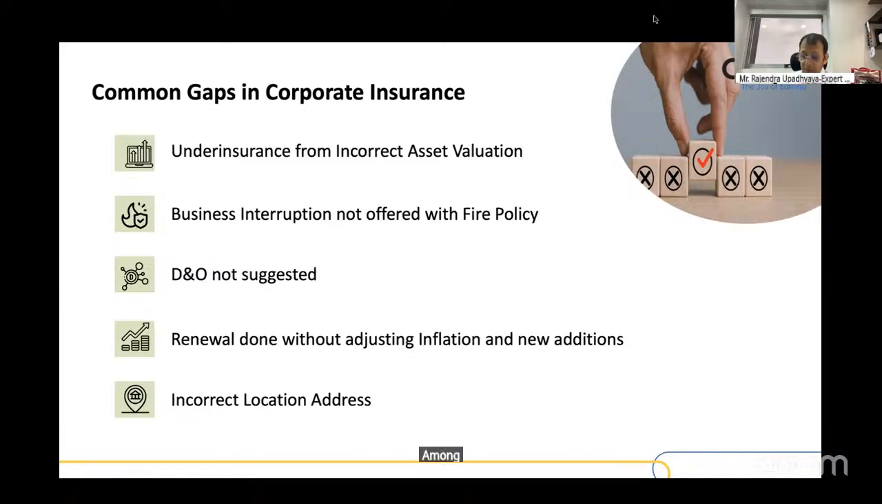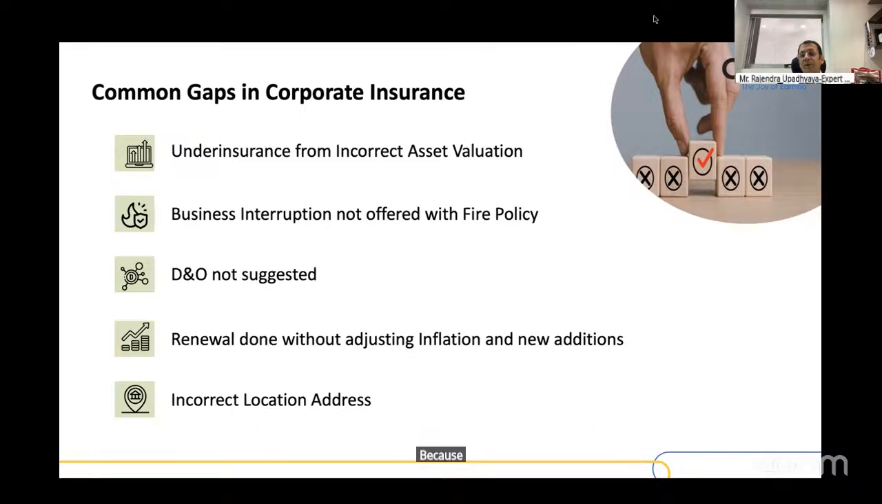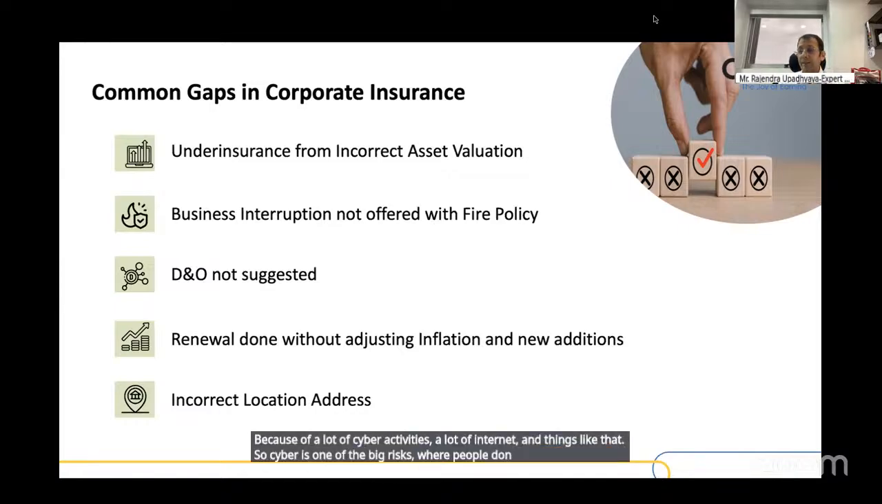Among the risks that we talk about recently, of late, as per various reports, one of the biggest risks people face is cyber insurance, because of a lot of cyber activities, a lot of internet and things like that. So cyber is one of the big risks which people don't take. But at the same time, business interruption is also one of the big risks.